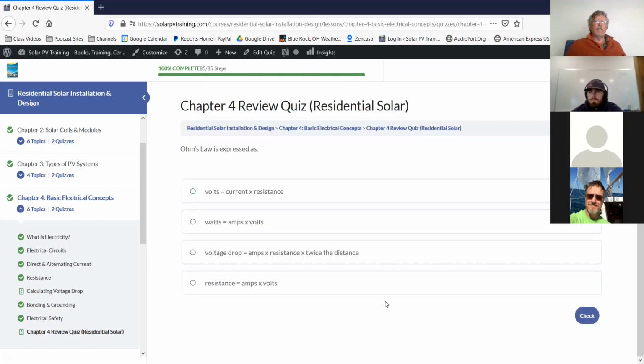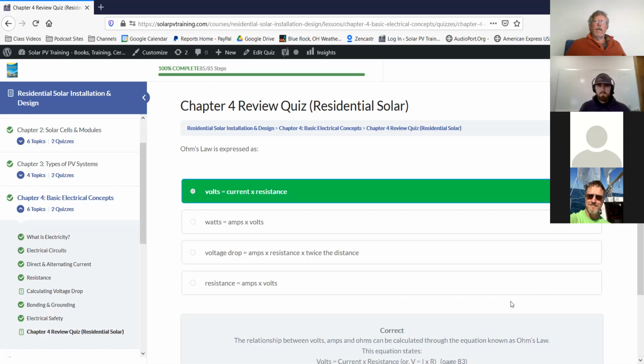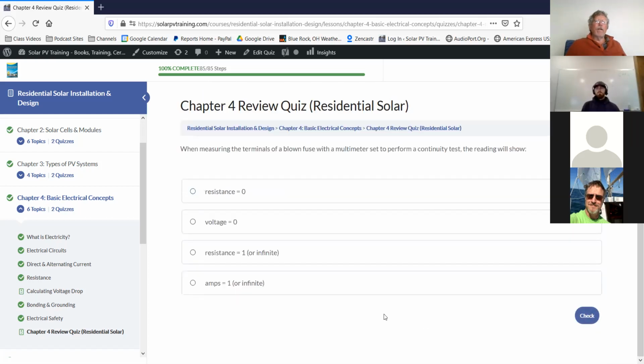Ohm's law is expressed as, well, that's a verb, right? Volts equals amps times resistance, or volts equals current times resistance. Okay, so far I'm getting them all right.